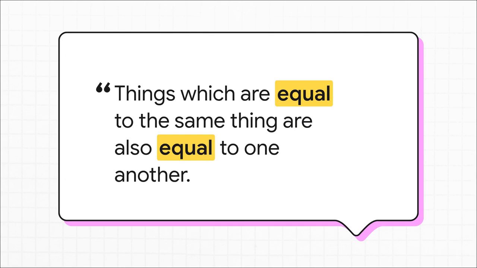The reason it's true isn't just because it looks obvious. The reason is one of Euclid's unbreakable rules, something he called an axiom. An axiom is a truth so basic, so self-evident, that you don't have to prove it.